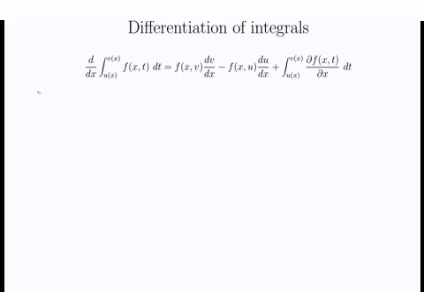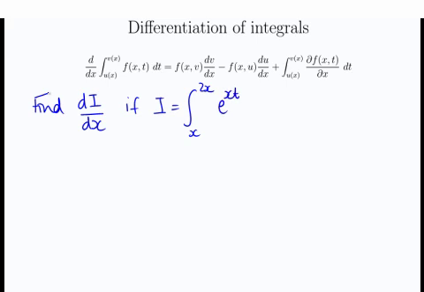So I think the easiest thing is to illustrate this with an example. Let's say we are asked to find dI by dx if I is given as the integral from x to 2x of e to the xt divided by t dt. So I hope you can see that this is in the right form for us to apply the formula.